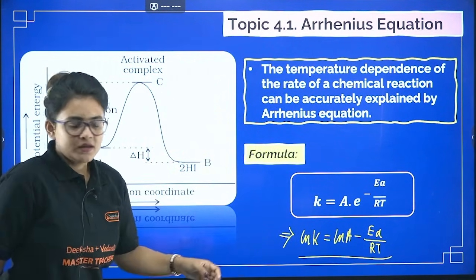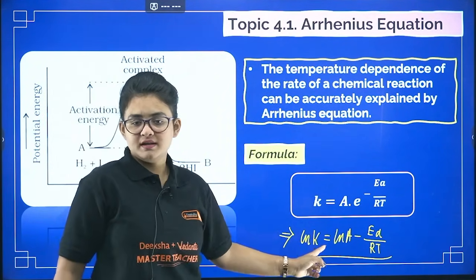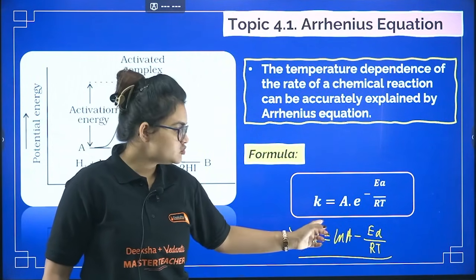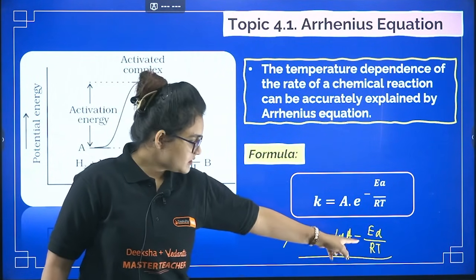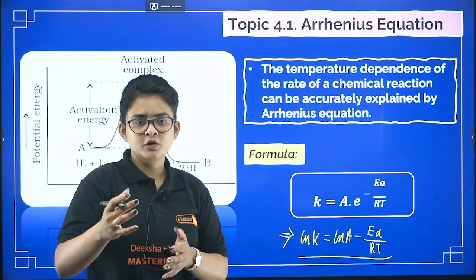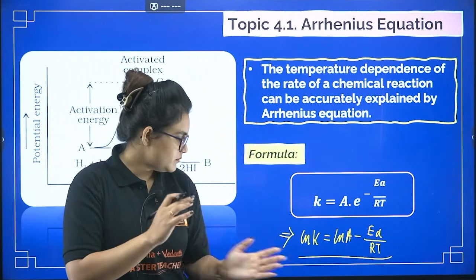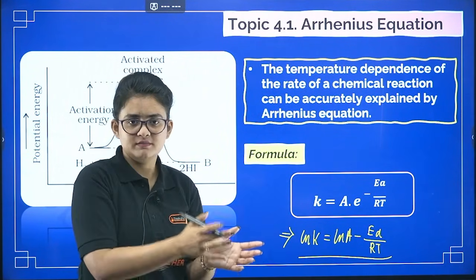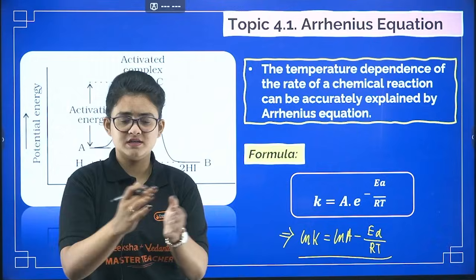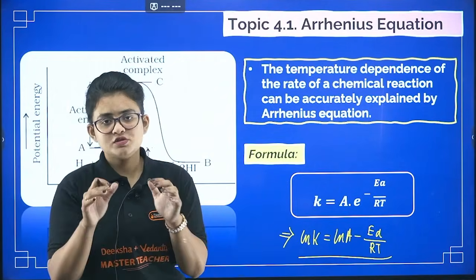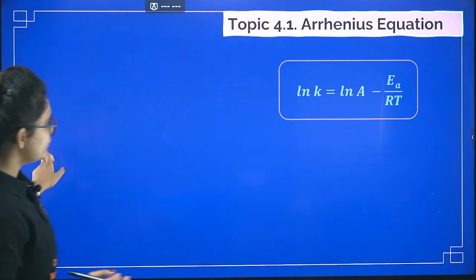Now if you take two such equations, for K1 and K2, you will get two different T values as well, T1 and T2. Then if you subtract these two equations, you will get the Arrhenius equation that we actually use for numerical purposes. We'll come to it.